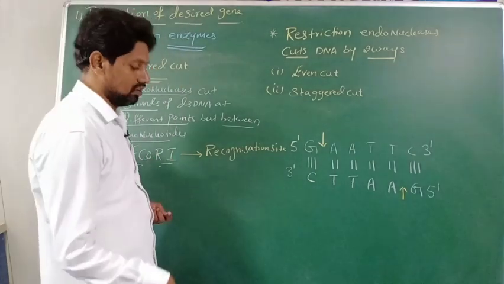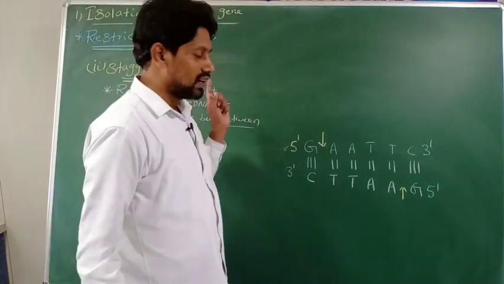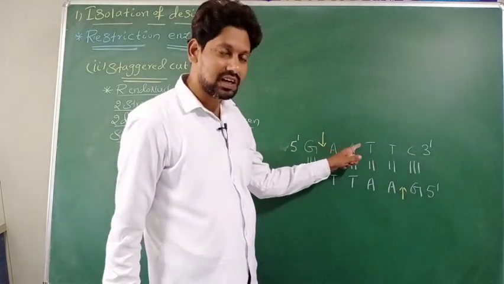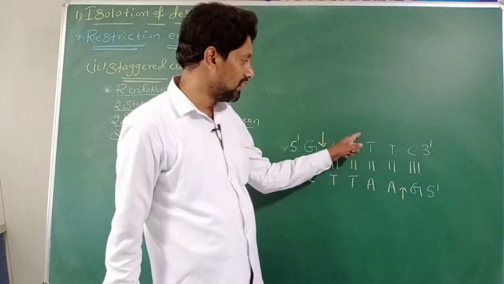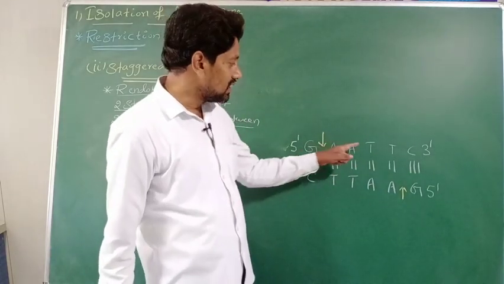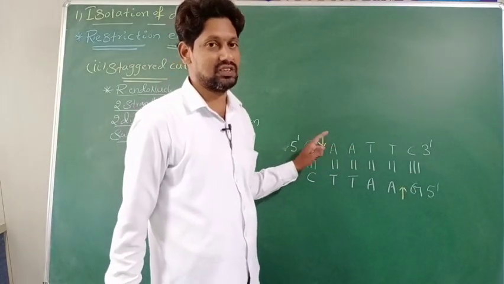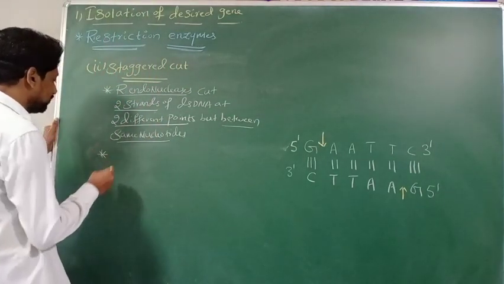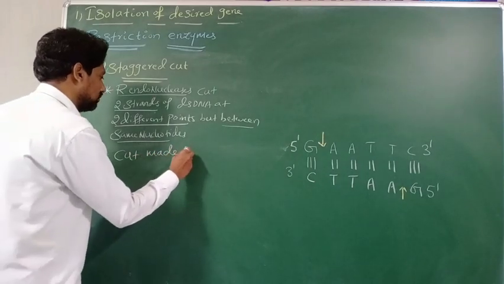Clear? Right? Now listen. Staggered cut, right? Here, is the cut made in the center of the restriction site or not? No. Here the cut is not made in the center of the recognition site or restriction site. Here the cut is made slightly away from the center of the restriction site or recognition site. Is it okay? We are discussing which cut? Staggered cut. Therefore, the cut is made where?